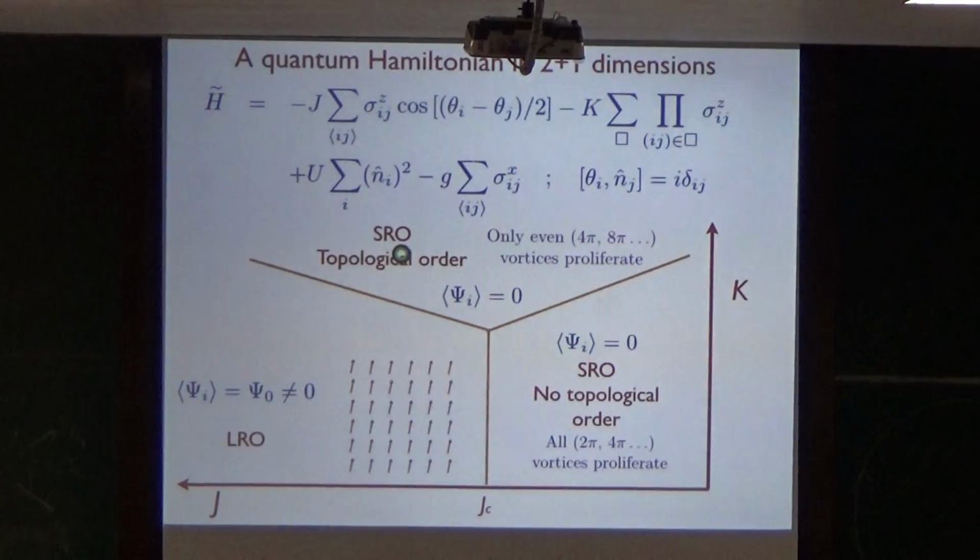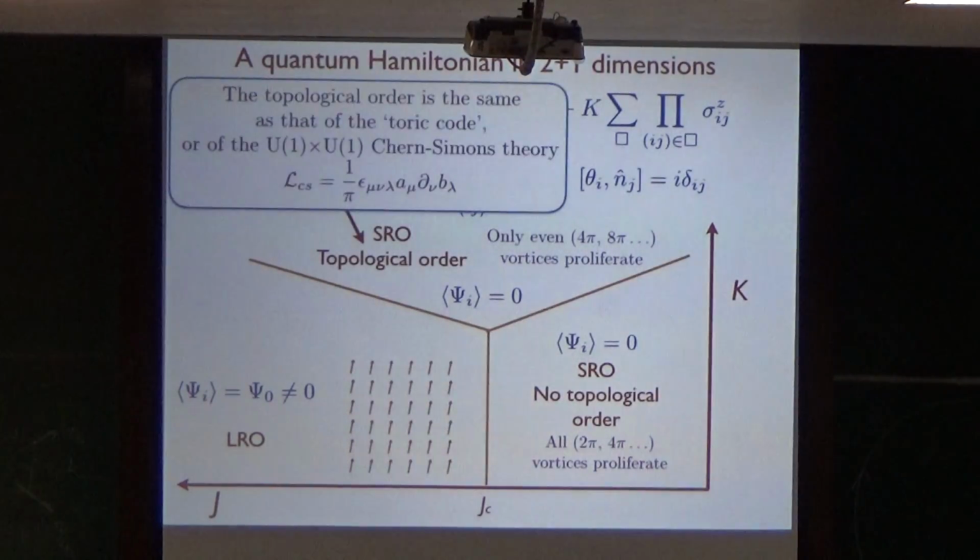One has short-range order. They both have short-range order. And to really distinguish them requires either putting them on a torus or looking for these excitations that only exist, that cannot be created by any local operators. So it's quite subtle, but they can be distinguished. And also for the experts, let me say that this is the state with topological order. It is the same topological order in the toric code, and also in this U1 cross U1 Chern-Simons theory.